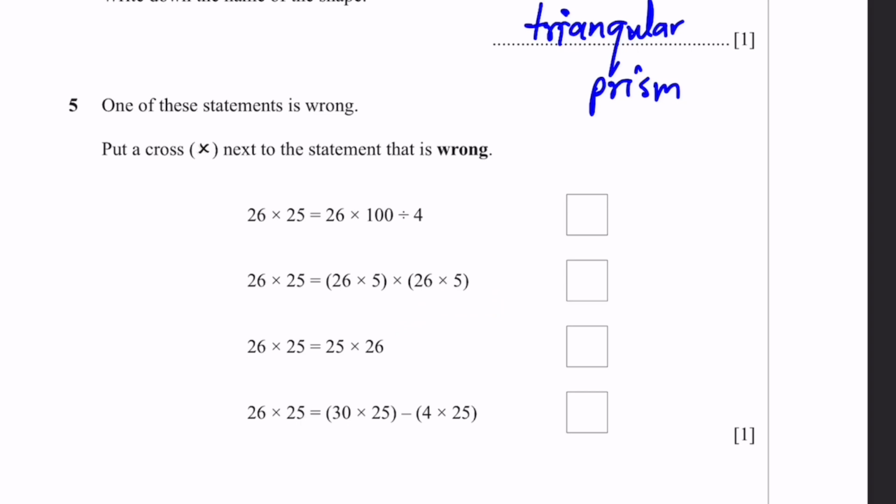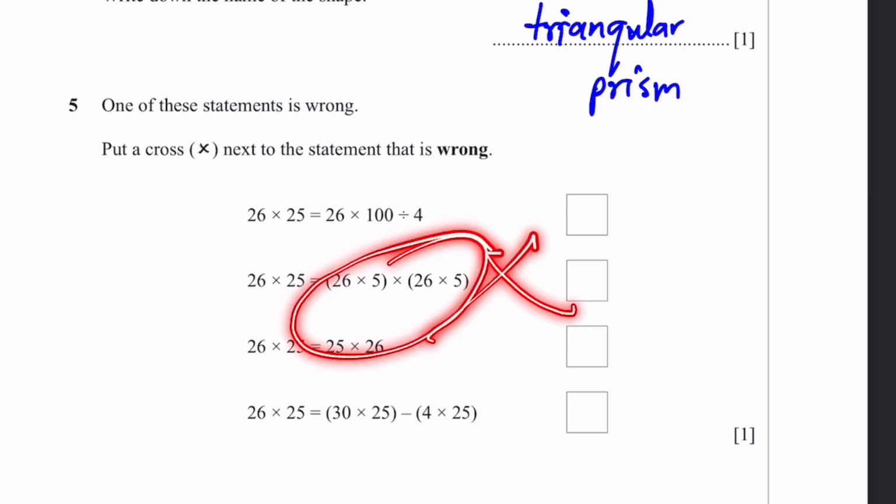26 times 25 equals 26 times 5 multiplied by 26 times 5. So that means it's 26 times 5 the whole squared. And well, there's already 26 times 26 squared there. This is totally not correct.